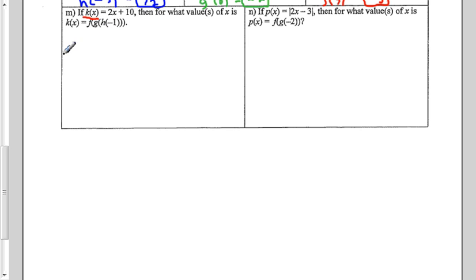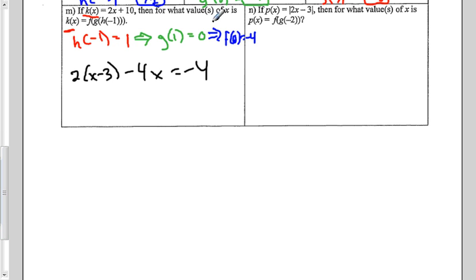So we have k of x equals 2x plus 10. We have k of x equal to f of g of h of negative 1. And we're going to treat that like a system of equations and set those two equal to each other and solve for x. So why don't you try to set that one up? And number n is the same type of thing. Just remember we have an absolute value function. So what's inside the absolute value must equal the number that we get, and it must also equal the opposite of that number. So try those two. I'm going to write them down. You can look at them in a second.